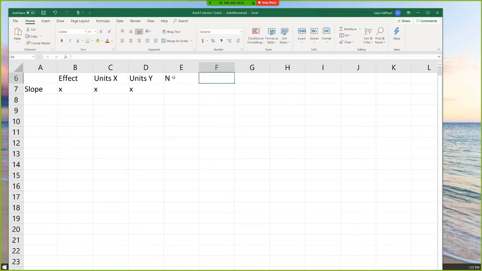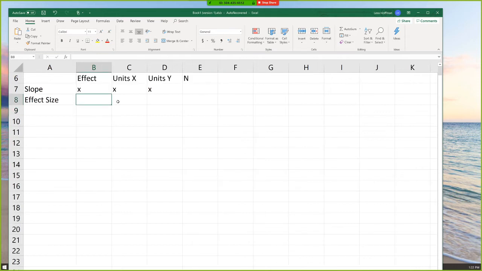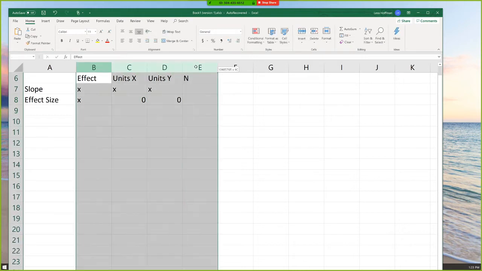What isn't part of the slope is sample size. It's irrelevant. There's nothing in the formula for a slope that's weighted or otherwise depends on sample size. If we want to get an effect size, what we need to be able to do is keep the strength of an effect, but control for the units of y and the units of x. We've got to get rid of them.